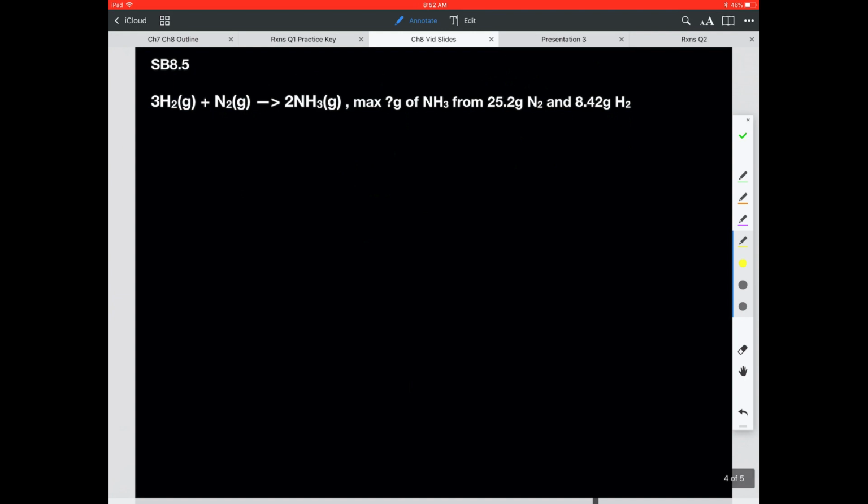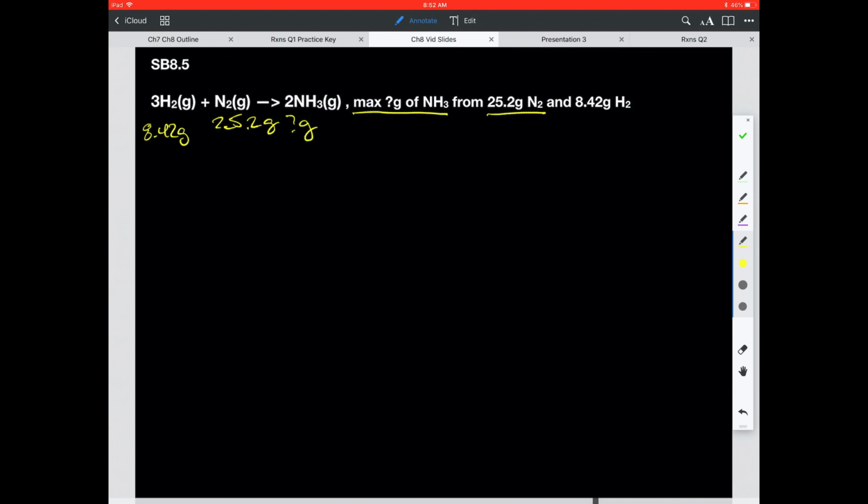All right. Now, tying in some math with that. Skill Builder 8.5 says we would like to know the maximum number of grams of NH3 from 25.2 grams of N2 and 8.42 grams of H2. Again, we would look at this and say to ourselves, oh, look, we know the amounts of both reactants. Clearly, we must calculate a limiting reactant.